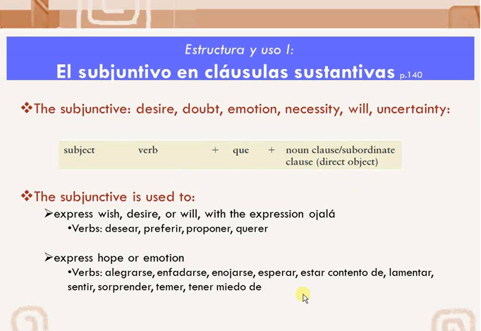Also, it's used with expressions of hope or emotion. For example, alegrarse, enfadarse, enojarse, esperar, estar contento de, lamentar, sentir, sorprender, temer, tener miedo de. It's very important that you study these verbs so you are able to recognize them. Whenever you want to express something like that, you're using one of these verbs. Of course, right after the que, you have to use the subjunctive, okay?